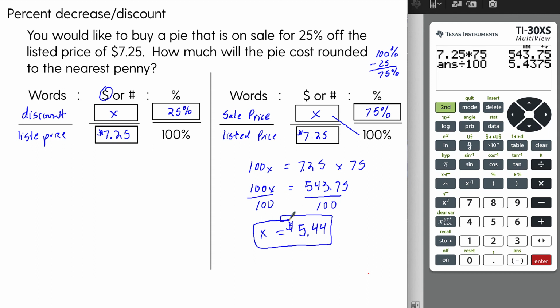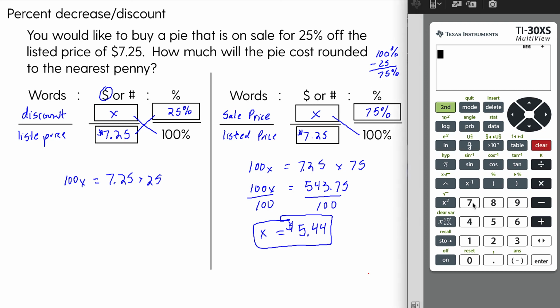And so I like doing this a little bit better because this is easy subtraction. 100 minus 25 to get 75%. I can do that easily in my head. Which you'll see over here is a little bit trickier. So we'll still do 100 times x. So we get 100x, and then 7.25 but times 25. So let's do that in the calculator. $7.25 times the 25% discount is going to give us 181.25.